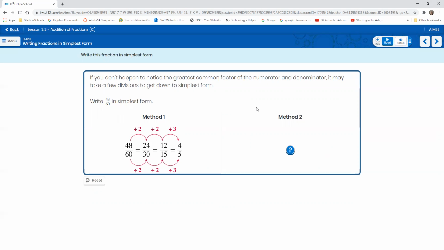Now, this is one method. The other thing we talked about earlier was if I take these prime numbers that I divided by, 2 times 2 times 3, I get the greatest common factor, and that was method 2. Somebody who noticed that 12 is the greatest common factor of 48 and 60 could have reduced that fraction to 4/5. Same answer, 2 different methods. Neither one is better than the other. It's just up to what you personally want to do.